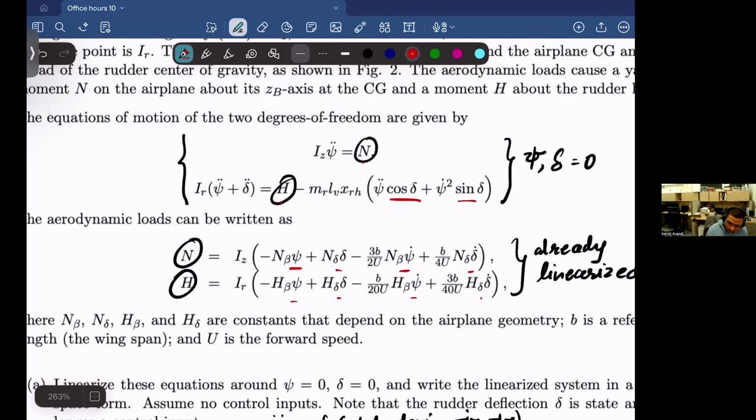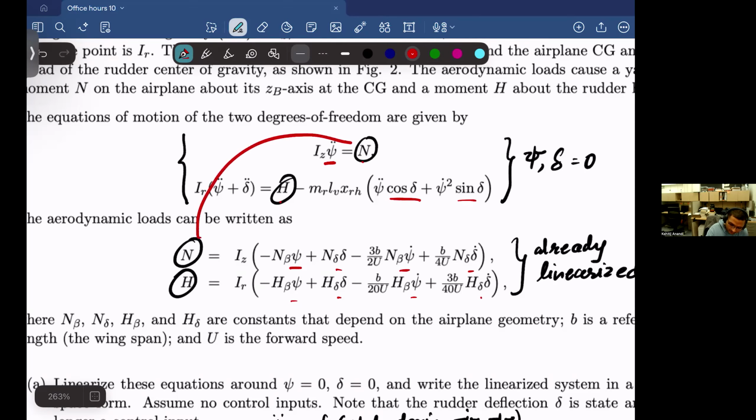So you are going to think, okay, if I want to get a relation for psi double dot, you are going to plug in the value of N. But then you have to ask, I am linearizing this equation, so is N linearized? Obviously, all the second order equations that we have gotten are already linearized. So I can simply plug them in. Does this make sense?